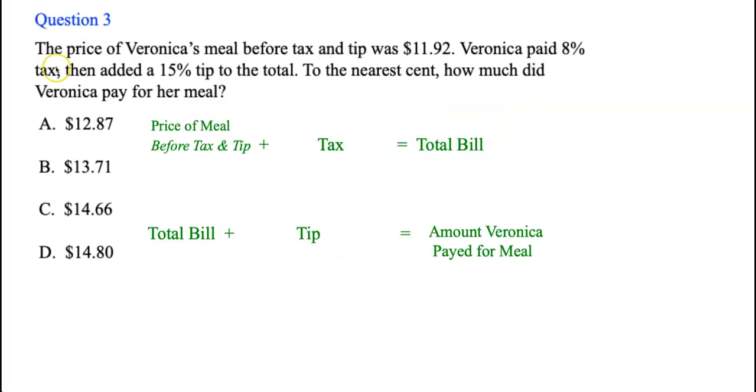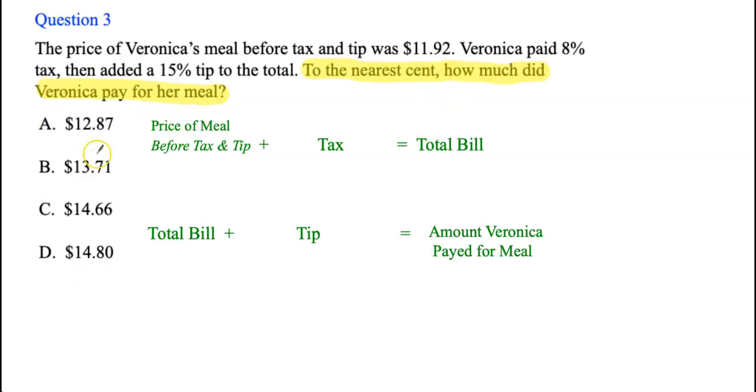Let's look at question 3. The price of Veronica's meal before tax and tip was $11.92. Veronica paid 8% tax, then added a 15% tip to the total. To the nearest cent, how much did Veronica pay for her meal? Step 1, highlight that final question and reread it. To the nearest cent, how much did Veronica pay for her meal?